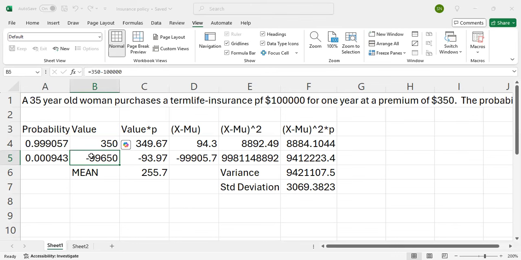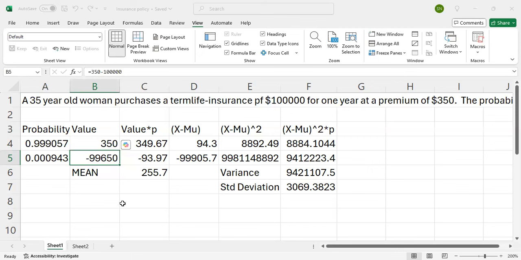not really, this is something you have to be careful about. Okay, if the woman does not survive, it will seem at the start that the insurance company loses a straight $100,000. Not so quick. Okay, the insurance company, remember, has pocketed $350 at the beginning of the year. So the net loss in that case is 100,000 minus 350, which gives the figure 99,650 as the value for that event.